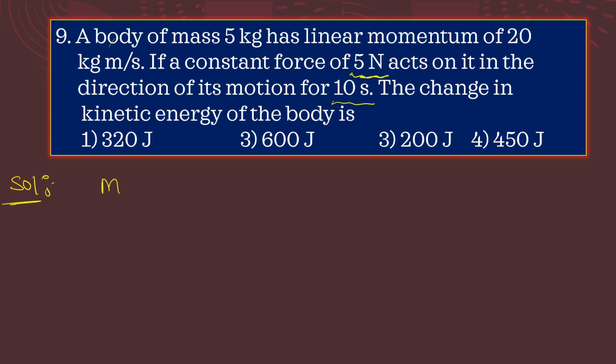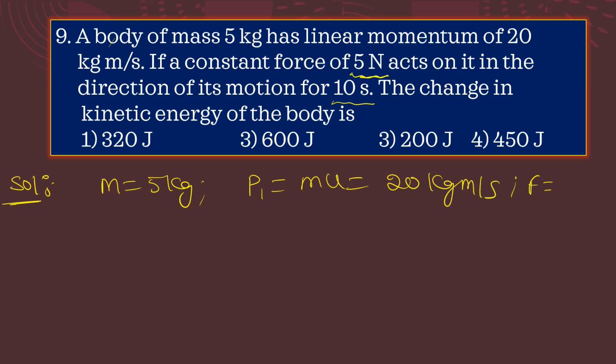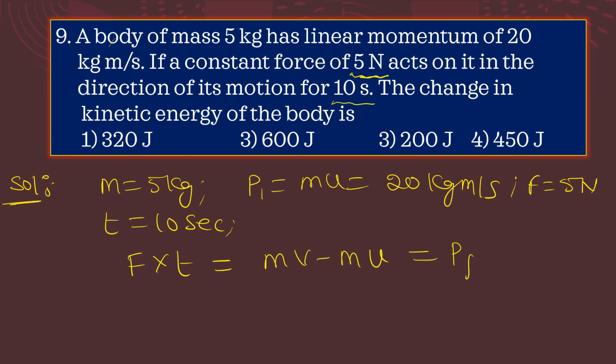Given m is equal to 5 kg, momentum is 20 kg m/s, force is 5 newtons, and time is 10 seconds. So we have to calculate the change in kinetic energy. First we have to calculate impulse, force into time, that is equal to the change in momentum. So this is equal to final momentum minus initial momentum.